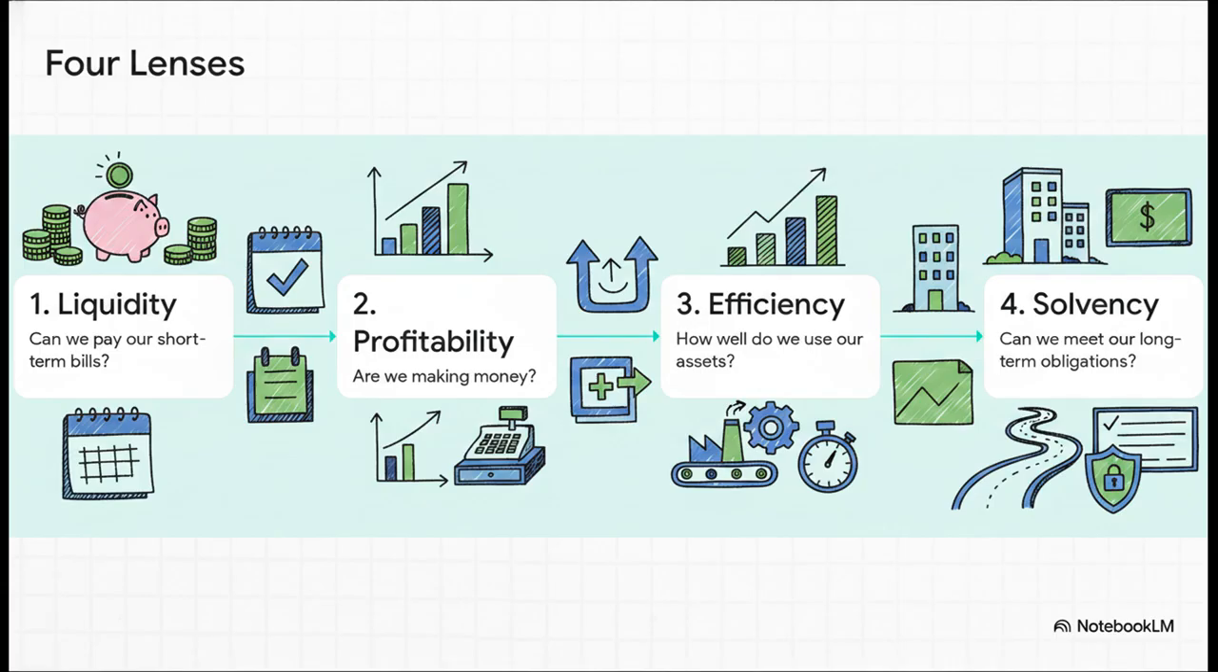Third, we have the efficiency lens. This tells us how good management is at using the company's assets to make sales. And finally, the solvency lens. This is the long-term view. Is the company structured to survive for the long haul, or is it buried in debt?